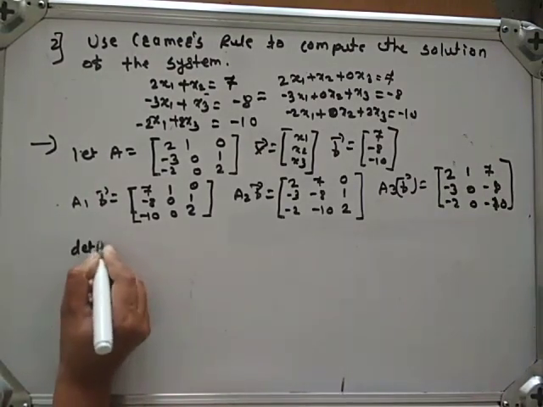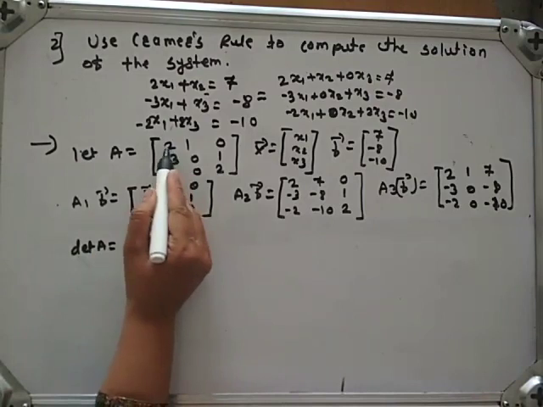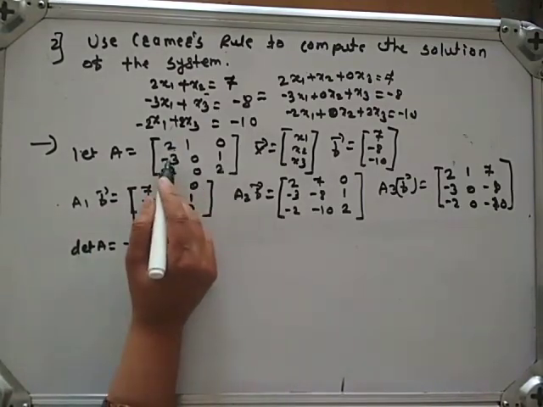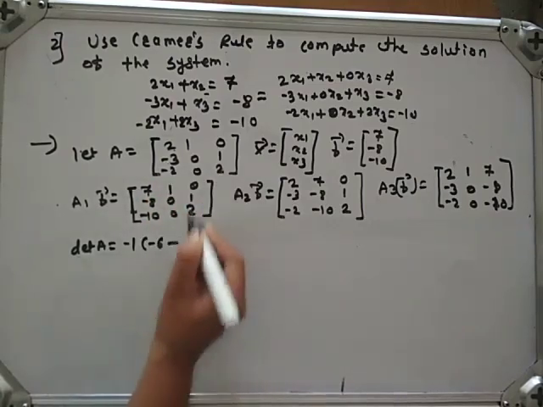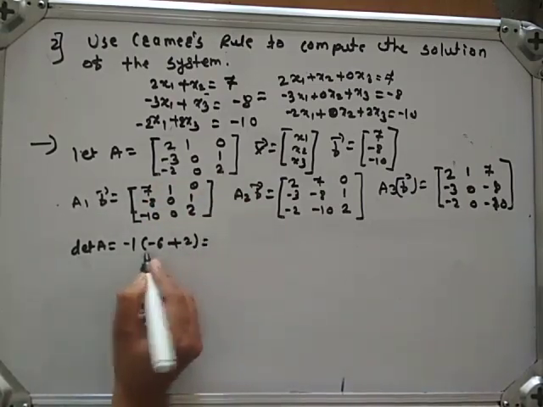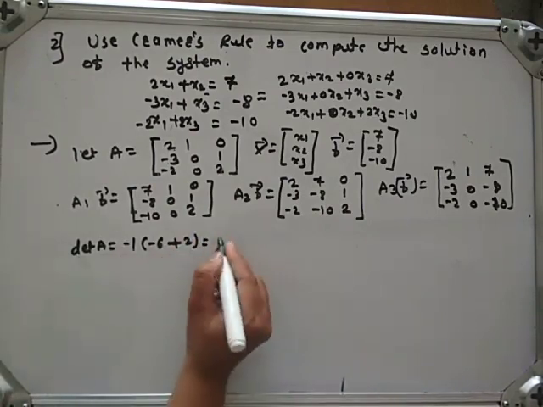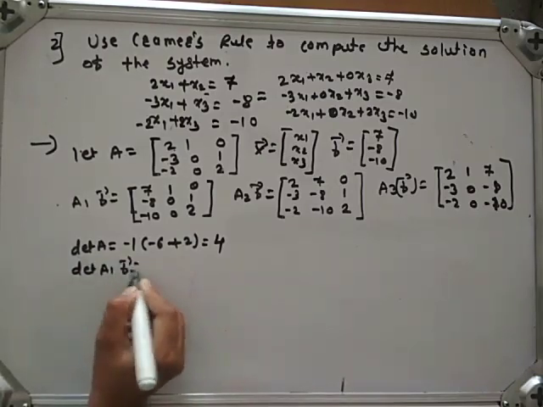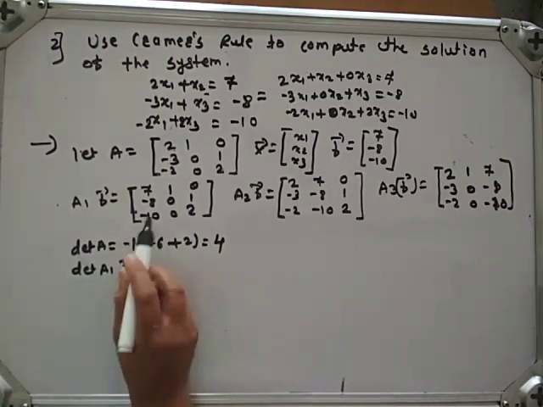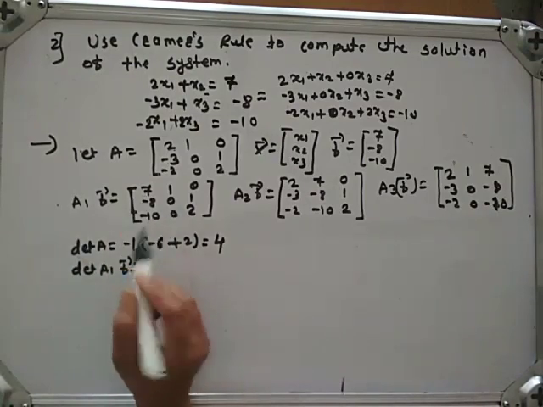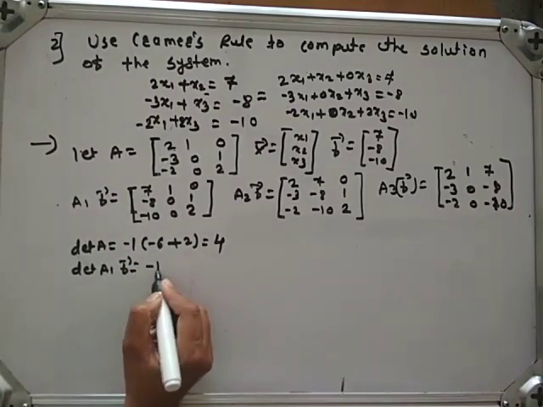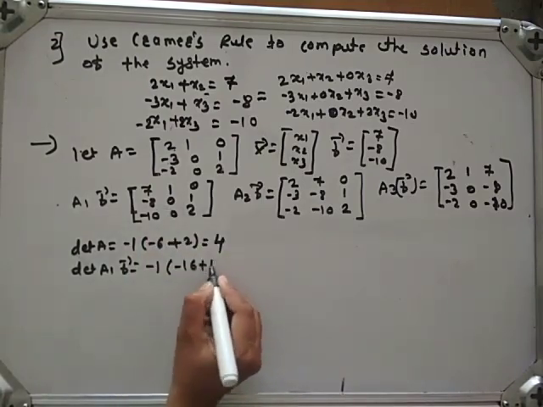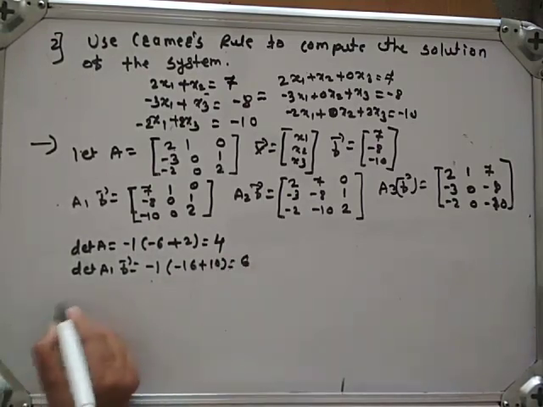So the determinant of A is equal to, see here, 2 into 0, so it is 0, minus 1 into minus 6 plus 2, which is minus 4, into minus 1 is plus 4. Determinant of A1 into B bar is equal to, see here, 7 into 0 minus 0, so it is 0, neglect it, minus 1 into minus 8 into 2 is minus 16 plus 10, this is plus 6.